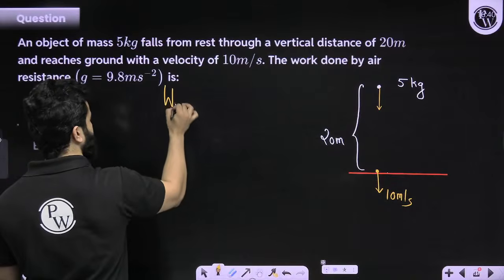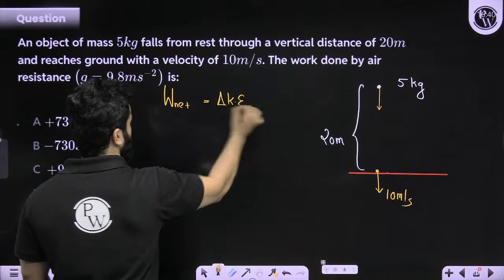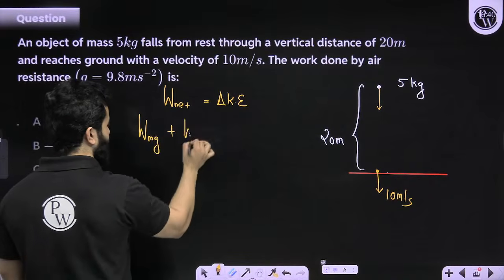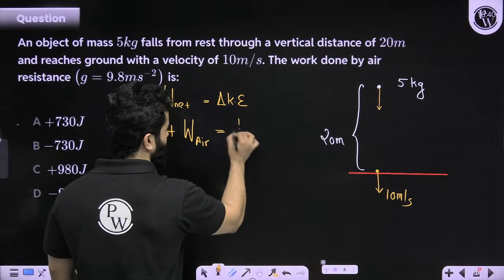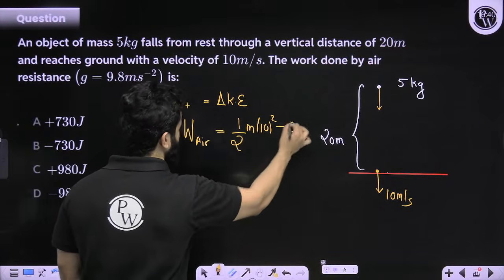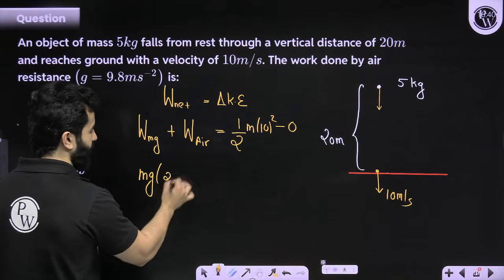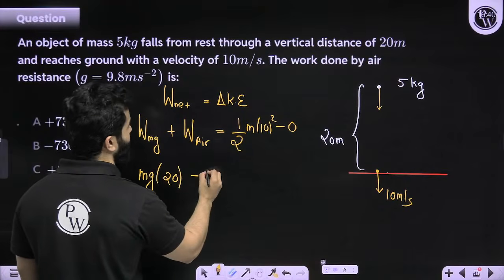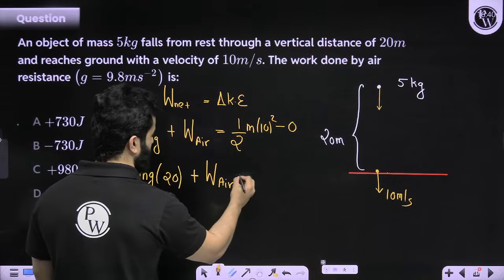Net work done is equal to change in kinetic energy. That means work done by mg plus work done by air resistance is equal to the final energy, half m v square. Initial was 0. Work done by mg will be mg multiplied by 20. Right? It's positive work done. Work done by air resistance will be negative, and that's what we need to find out. If you are going to put a plus sign, you will automatically get negative.